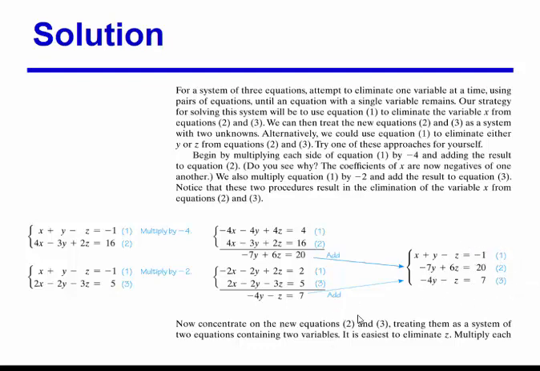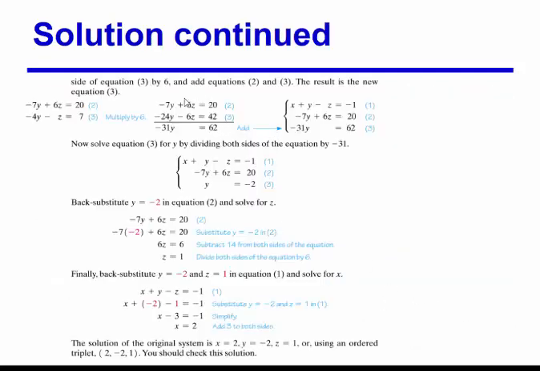So we're going to concentrate on new equations 2 and 3. We're going to treat them as a system of two equations containing two variables. The easiest is to eliminate z. So in this case, since this is the system that we have, we're going to multiply equation 3 by 6. And then you can see that z is eliminated, so we get y. Here we get negative 31y is equal to 62. Now, at that point, of course, we're going to solve for y by dividing both sides by negative 31. We get that y is equal to negative 2.